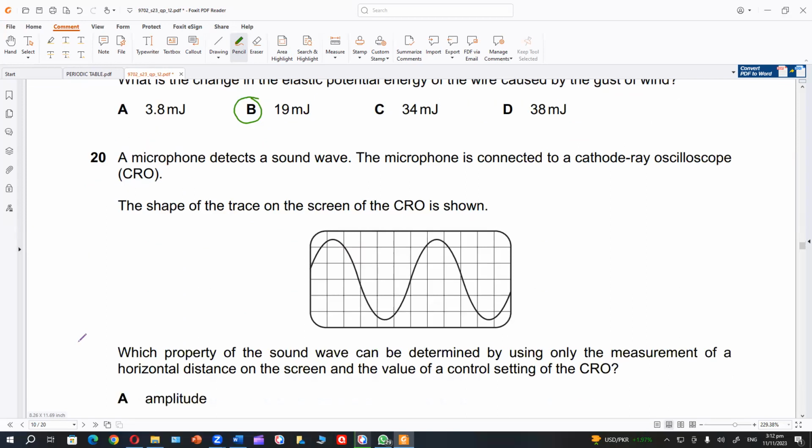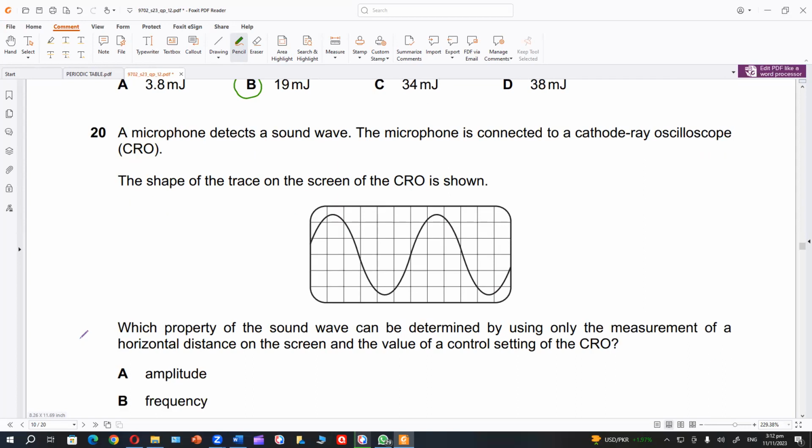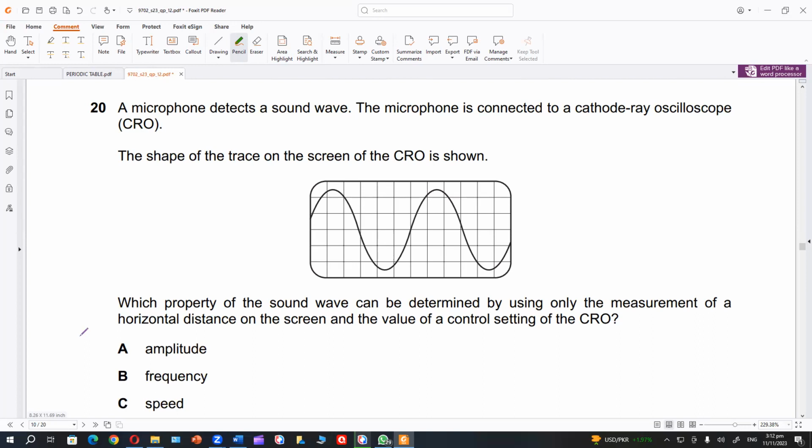A microphone detects a sound wave. The microphone is connected to a CRO oscilloscope. The shape of the trace on the screen of the CRO is shown. Which property of the sound wave can be determined by using only the measurements of the horizontal distance on the screen and the value of a control setting? Horizontal axis is time and vertical axis is voltage.